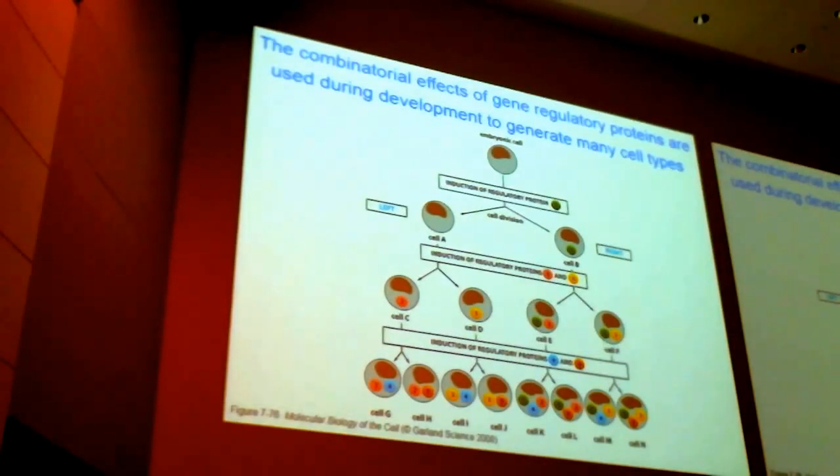Okay? So the concept here is, if I were to ask you, how could cells generate so many different types in an organism, then your answer might be it uses combinatorial logic of many different genes being expressed in different subsets of cells.